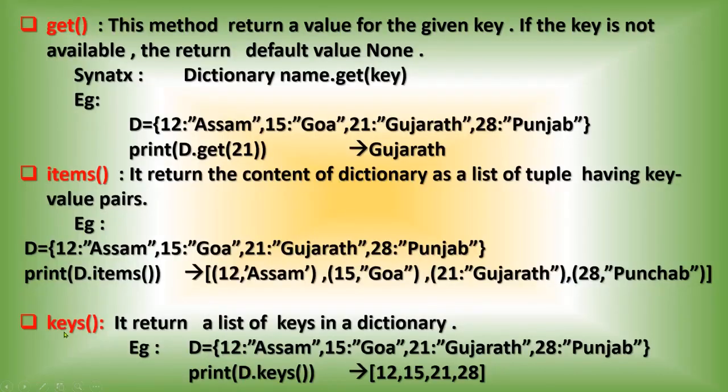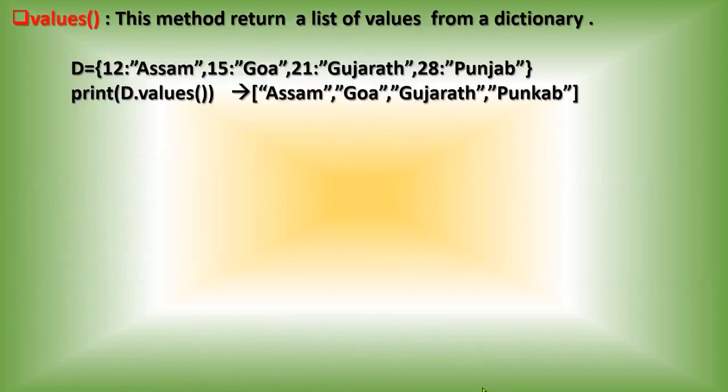And next the function is keys. Can you say what is the function of keys? Yes, it returns the keys from the dictionary. The keys method is used to return the keys from the dictionary. See the example, D is the dictionary and what I have written is print D dot keys. It returns a list of key values. The key values are enclosed within the square bracket.